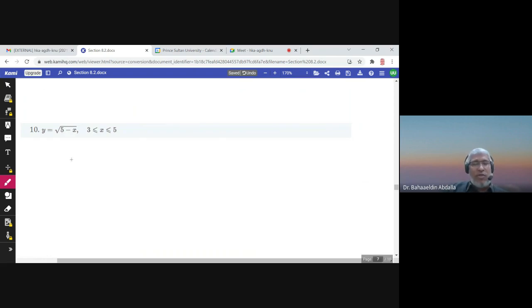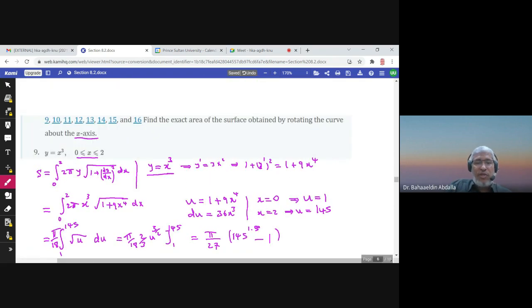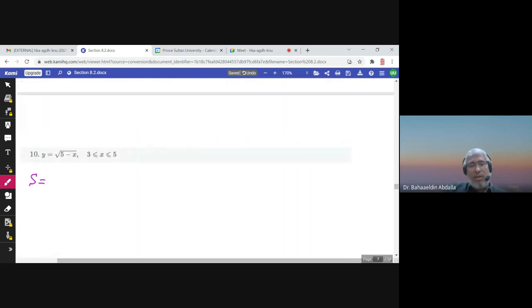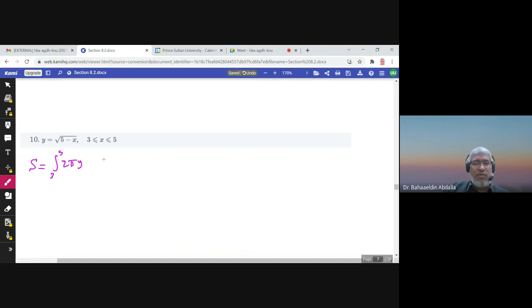Okay, another question. Again, we need to find the surface area. And still here, the rotation is about the x-axis. So in all of these questions, the rotation is about the x-axis. So s is integral from 3 to 5 of 2 pi y ds. And ds, I will write it in terms of x here. So I will have square root of 1 plus dy by dx square dx.